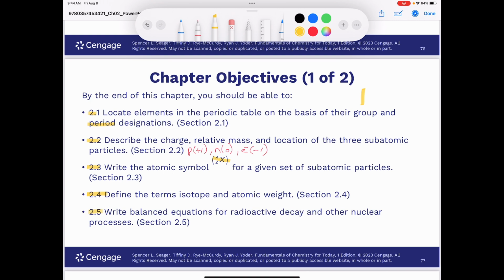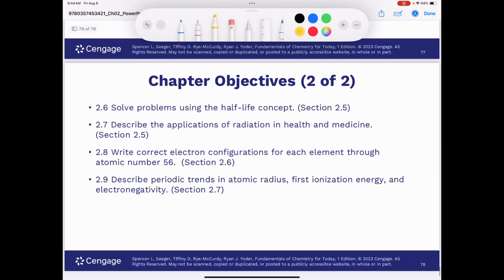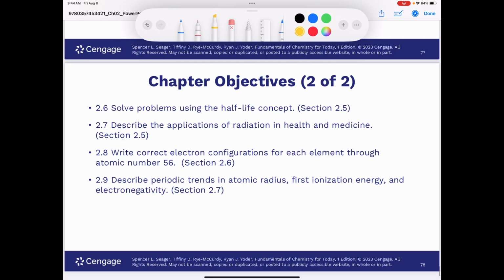Write balanced equations for radioactive decay. So you should be able to write a balanced equation for the radioactive decay, meaning giving off a beta particle or a positron or an alpha particle. What else? Solve problems using the half-life concept. So we talked about T1/2. For every half-life, you divide the quantity by 2. You should be able to describe a little bit of the applications of radiation in health and medicine.